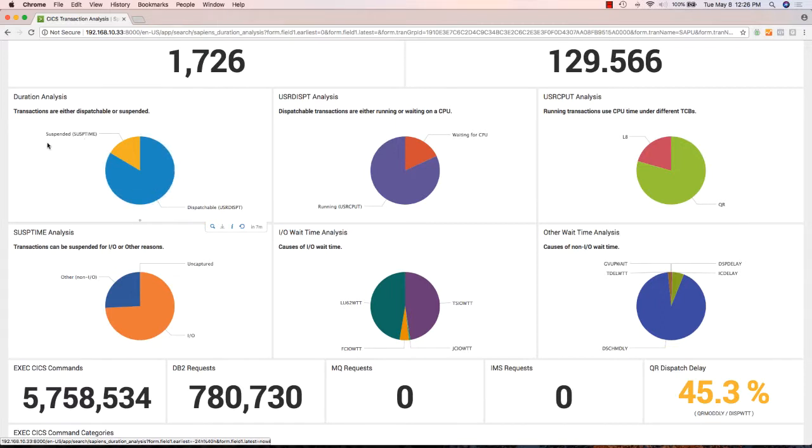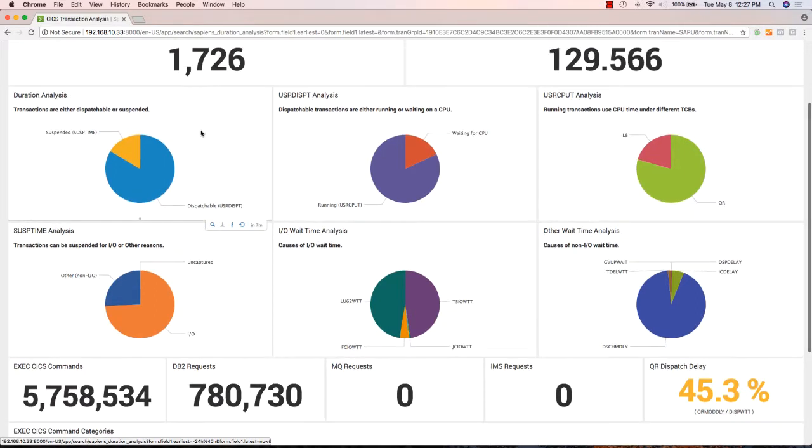The first thing, whenever you do a duration analysis, is that a CICS transaction can only be in one of two states if it's in the system. It's either suspended or it's dispatchable. So from this, we now know that 16% of the time it was suspended, not bad, and 83% of the time it was dispatchable.